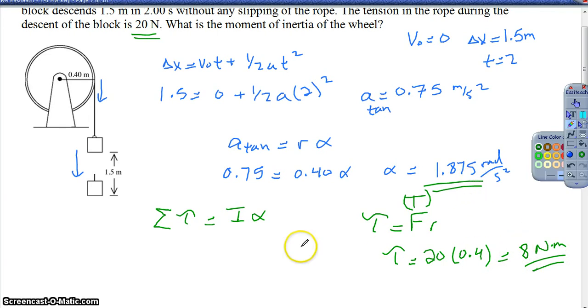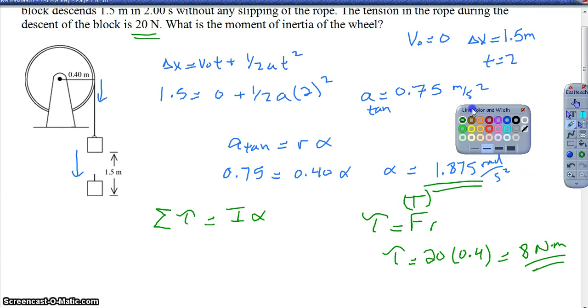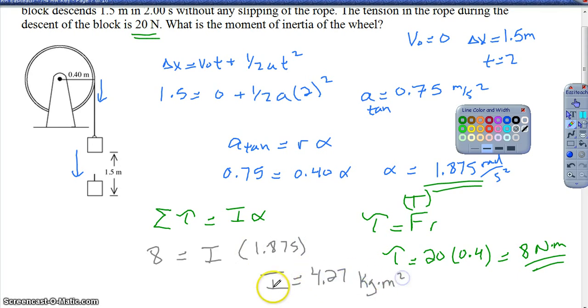I've got my alpha. Bringing that all together, finding my moment of inertia is as easy as plugging those measurements in. My net torque of 8 newton meters equals the moment of inertia times my angular acceleration of 1.875. Solving for the moment of inertia, 4.27 kilograms times meters squared. So there's my moment of inertia for this disk.